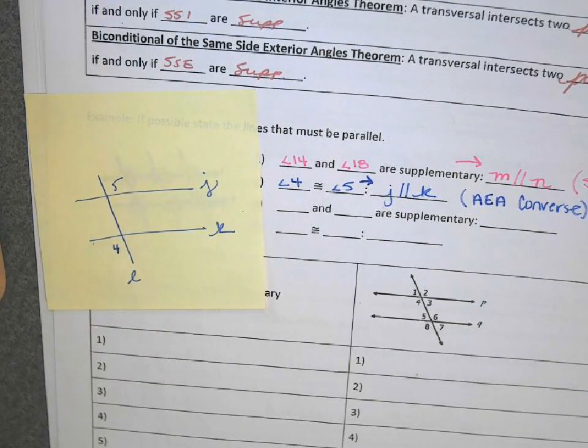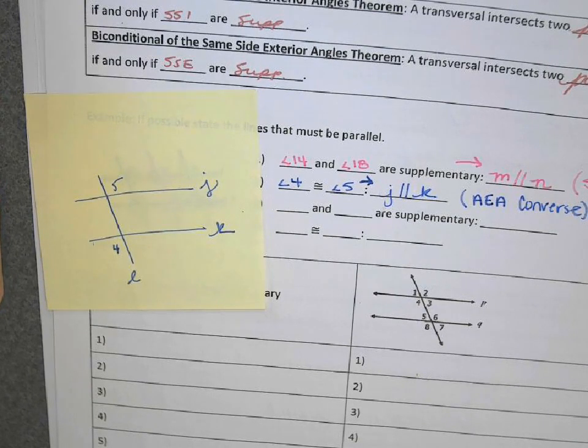Okay, that's why it's important that you make the flashcards so you know the difference between the theorem and the converse. Because you would get marked down on a test if you just wrote AEA theorem and not the converse. They are two different things.